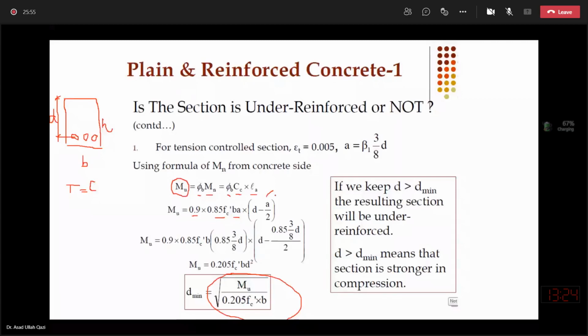Now, after this substitution, I will make one intelligent substitution: I will put a in this equation from that strain diagram, corresponding to crushing in concrete, a steel strain of 0.005. So that unique neutral axis depth I will use, which will give me the cross section with steel at 0.005 when concrete will crush. And we have done this derivation, and it is equal to c equal to 3 by 8 d.